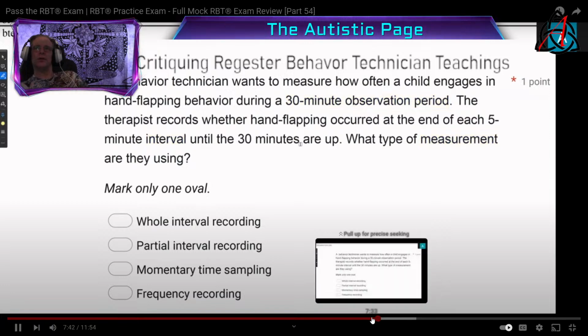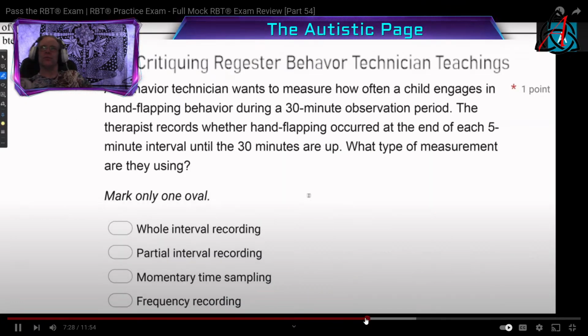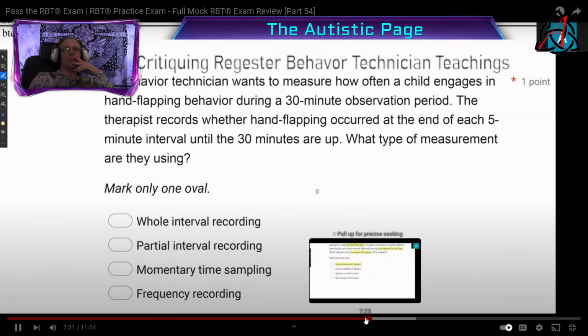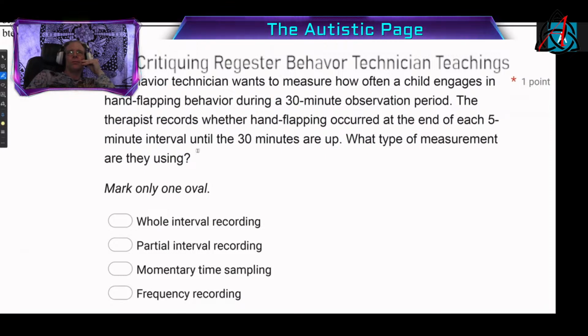The therapist records whether hand flapping occurred at the end of each 5-minute interval until the 30 minutes are up. What type of measure? Let's go to the beginning of this one. A behavior technician wants to measure how often a child engages in hand flapping behavior during a 30-minute observation period. The therapist records whether hand flapping occurred at the end of each 5-minute interval until the 30 minutes are up. What type of measurement are they using? So we have a measurement question.